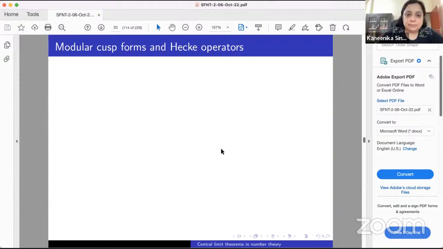Now a brief review of the other types of families that we want to look at, namely families arising from modular cusp forms. This is our notation. Let k and n be positive integers, with k even.